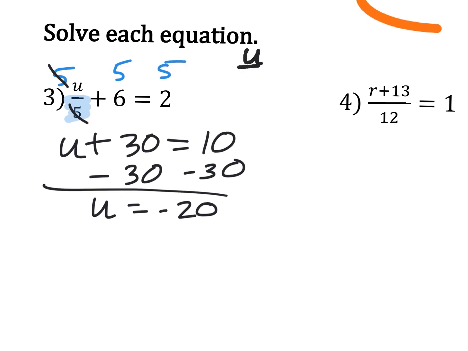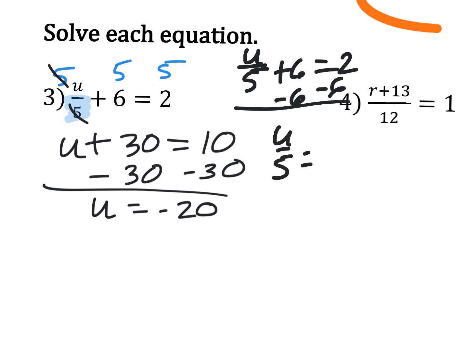Remember the other way? The way that personally I kind of recommend, because people mess it up less, start off by doing minus 6 on both sides. U over 5 is equal to negative 4. Multiply both sides by 5. Notice you still get the same answer. So either way, it doesn't matter.